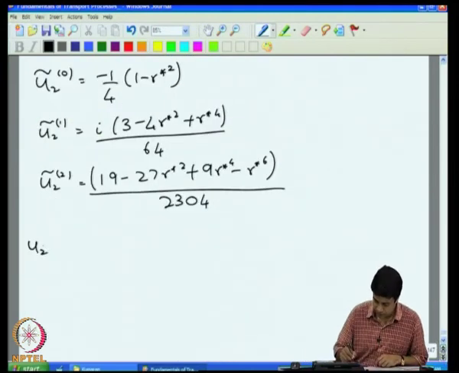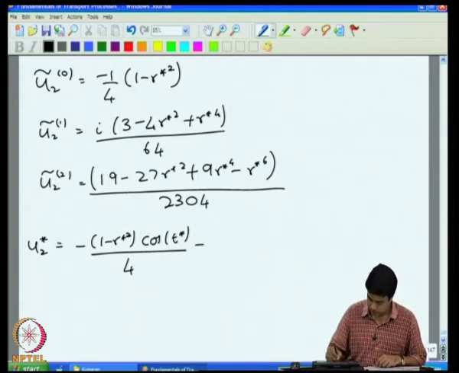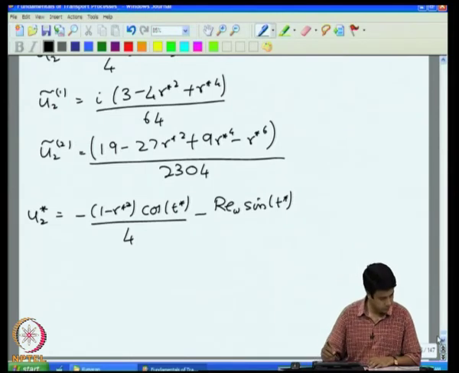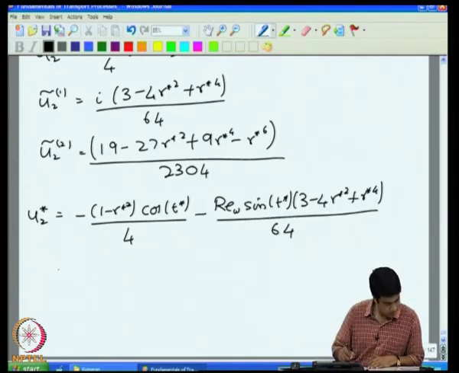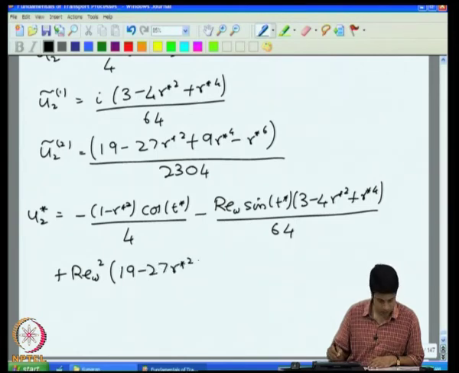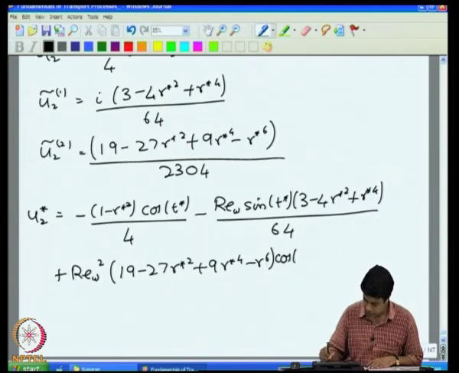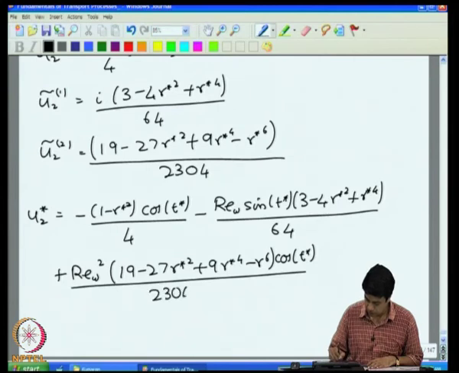u z star, which is a scaled velocity, is equal to minus (1 minus r square) cos t by 4, minus r e omega sin t into (3 minus 4 r square plus r power 4) divided by 64, plus r e omega square into (19 minus 27 r square plus 9 r power 4 minus r power 6) cos t by 2304, plus order of r e omega cubed.